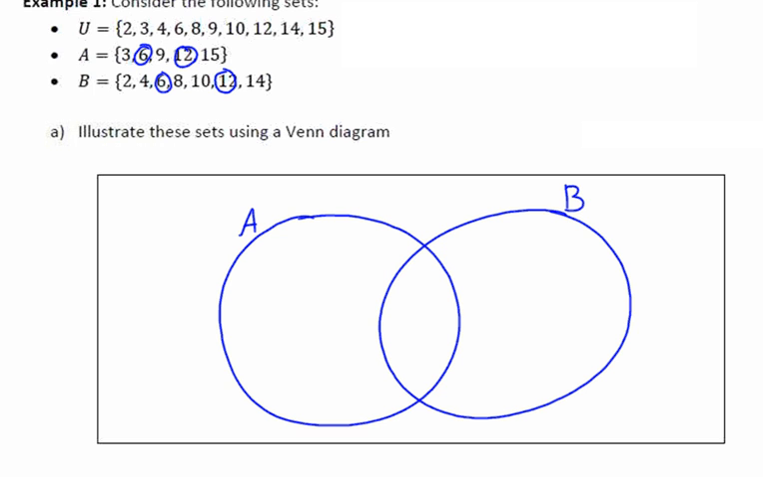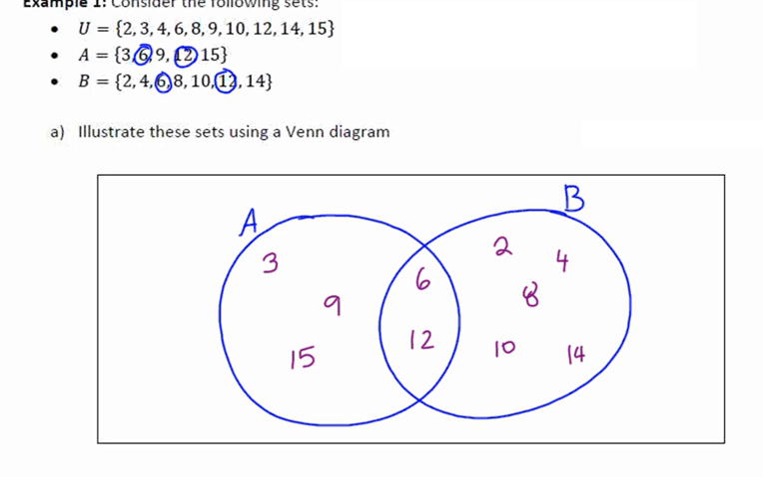Okay. Just kidding. Okay, so what goes in the middle? 6 and 12. Now, by circling, it's nice because then you can see the numbers that aren't in the overlap. So the numbers in A that aren't in the overlap are 3, 9, and 15. The elements in B that aren't in the overlap, 2, 4, 8, 10, 14.